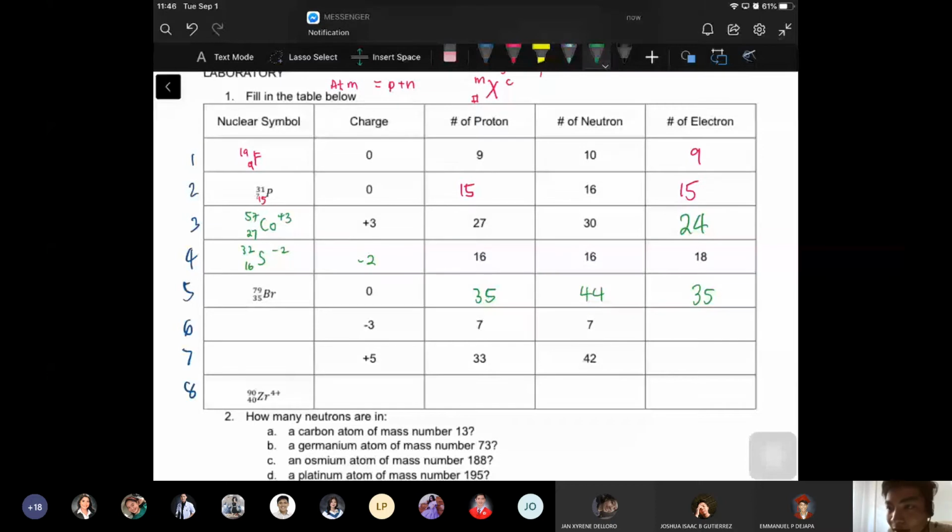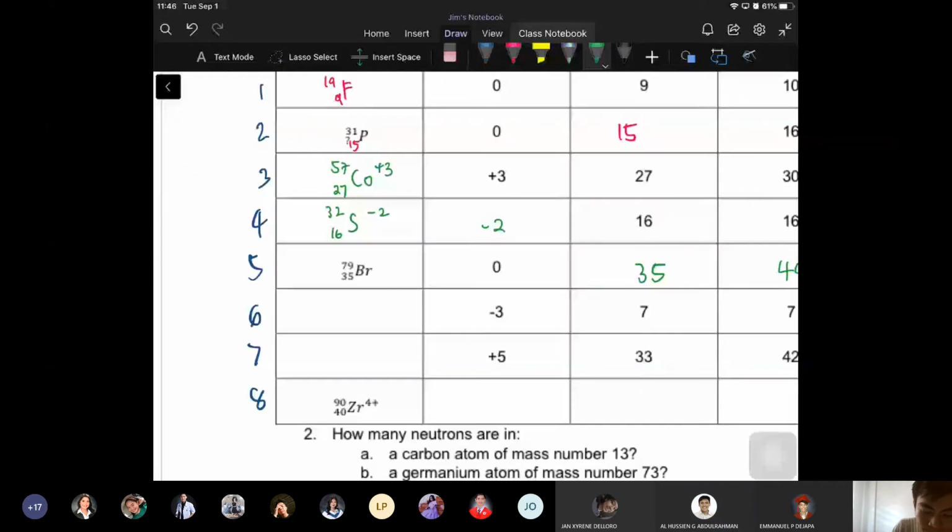Al Hussein, number 6. The number of electrons is 10, because the charge is negative 3, so the electrons are higher by 3. So 7, so it should be 10. Good. How about the nuclear symbol? What is the atomic symbol first? Nitrogen. And bottom left, 7. Top left, 14. Charge, negative 3. Thank you.